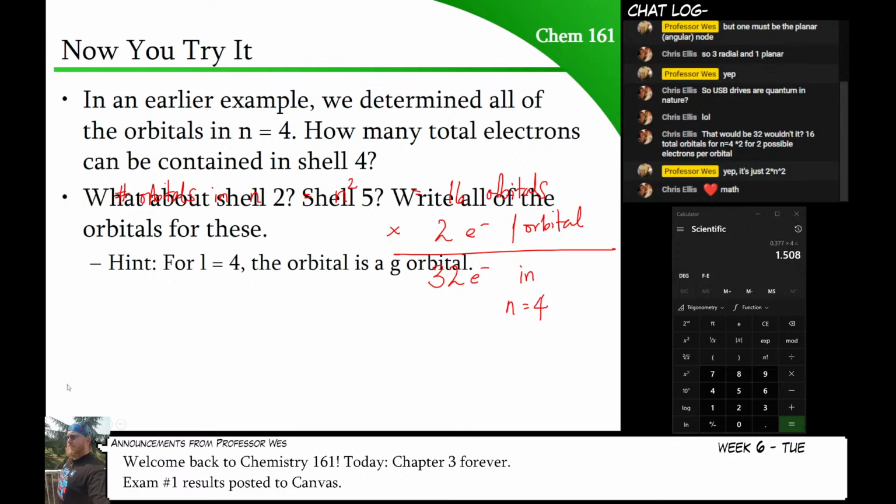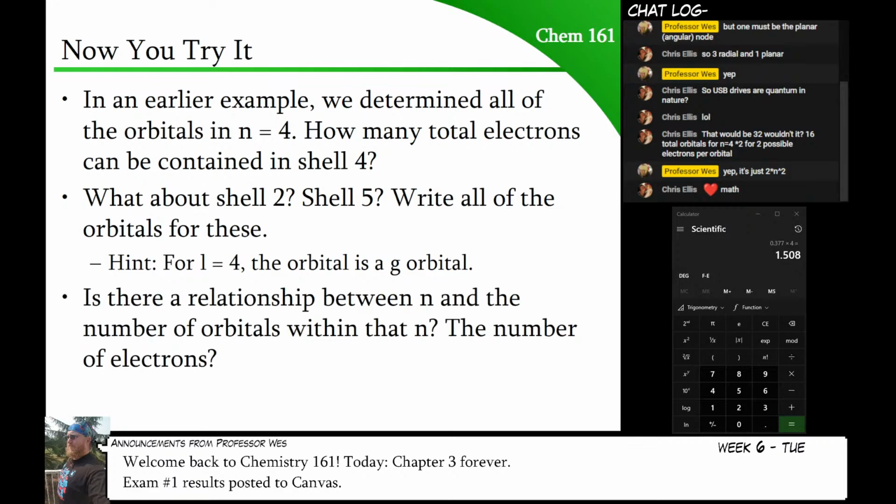Now, you do the same thing for n equals 2 and n equals 5. I'll let you do that if you'd like on your own, but I'm going to just go to the break. We've already answered this question. So the number of electrons is 2 times n squared. There you go.